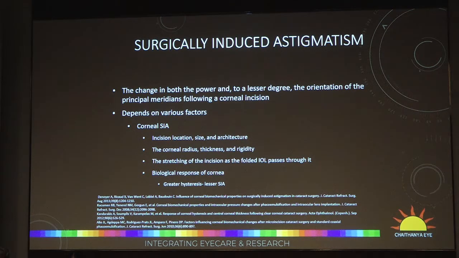Now, surgically induced astigmatism was a big deal some time before. It is the change in both the power and the meridian of the astigmatism after the corneal incision. It depends on various factors. The corneal SIA depends upon the incision location, size, architecture, radius, thickness, rigidity, the stretching of the incision as the folded IOL passes through it, and the biological response of the cornea. Corneas with greater hysteresis have lesser SIA.